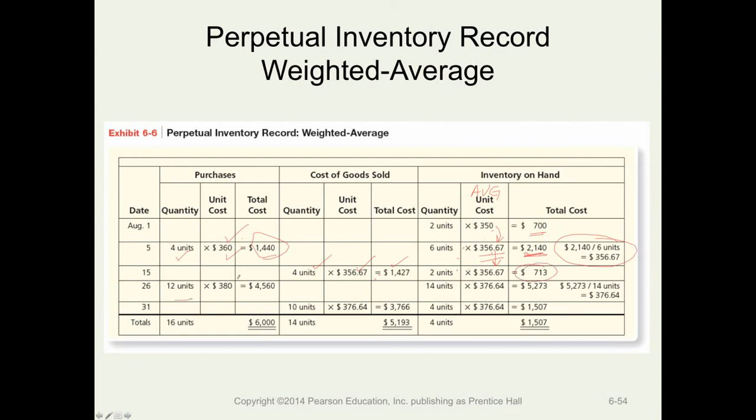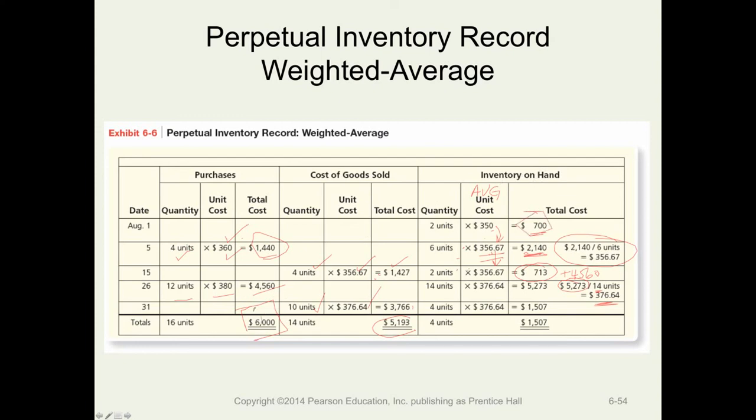On August 26th, you buy 12 units for $380, $45.60. So now when you add in the $45.60 to your $713, you now have a total cost of $52.73. There are 14 units on hand, so that the new average cost is $376.64. And then when you sell the 10 units, that's the cost you use, $376.64.